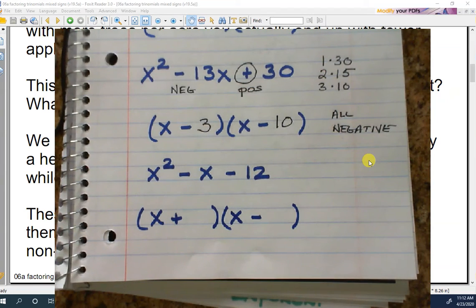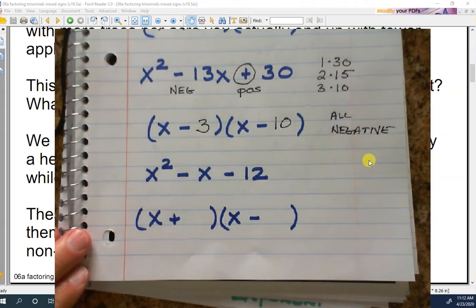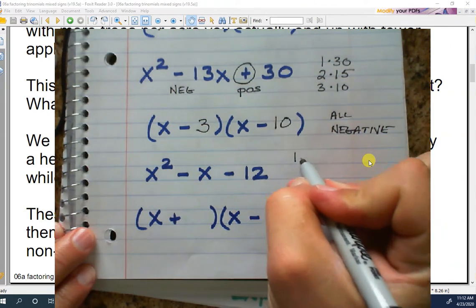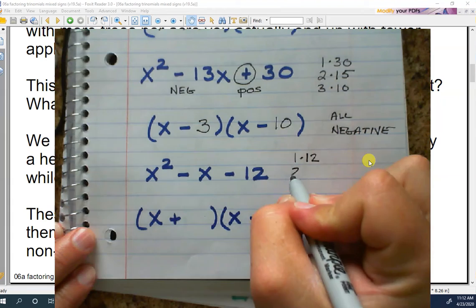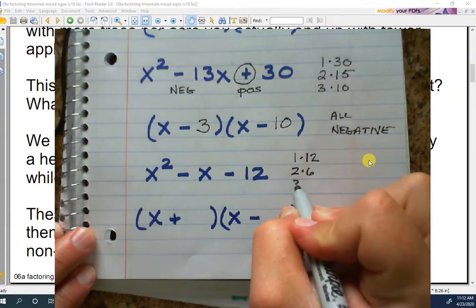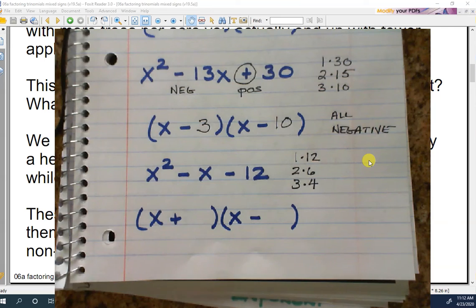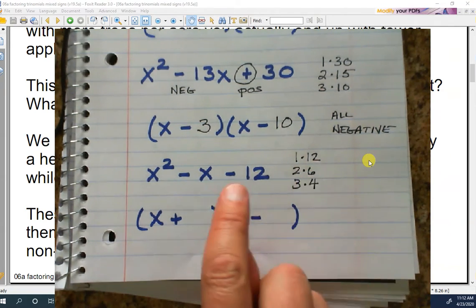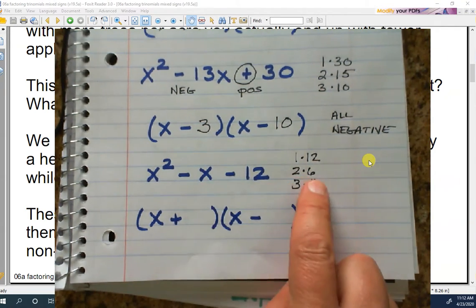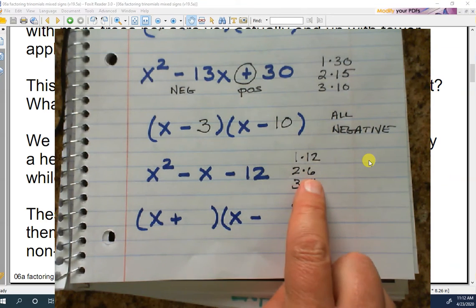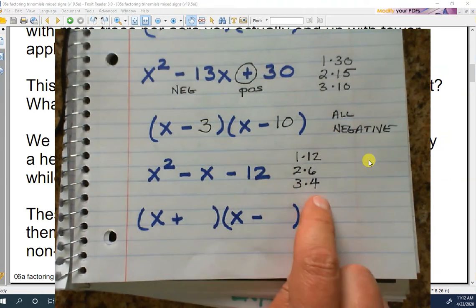So here's really today's lesson. Those last two were review. Here it is. So what are some ways to make a 12? Well, I can go with 1 and 12, 2 and 6, 3 and 4. Now before, I was always adding the numbers together. 1 plus 12, does that make a 1? No. 2 plus 6 is 8? No. 3 plus 4 is 7?